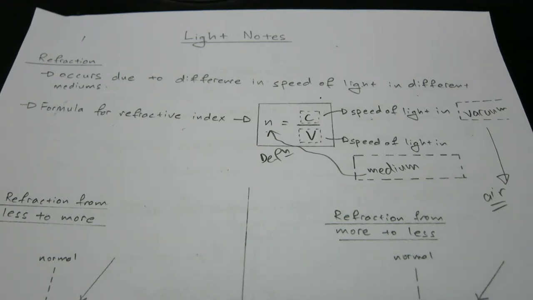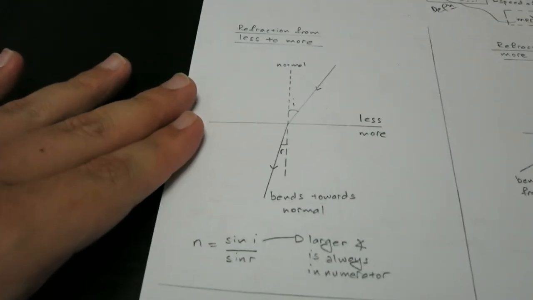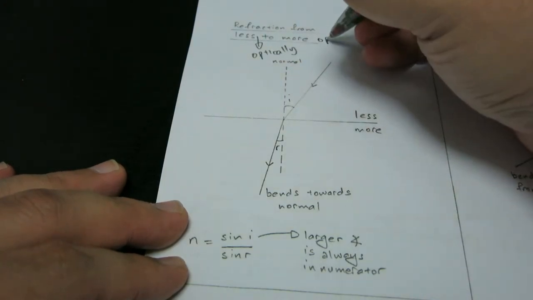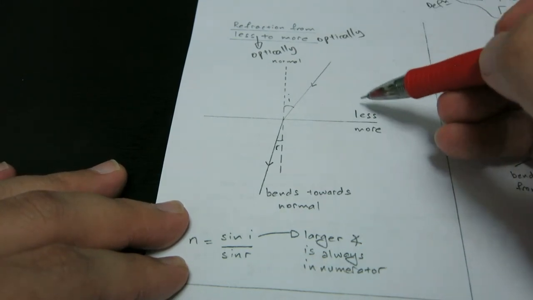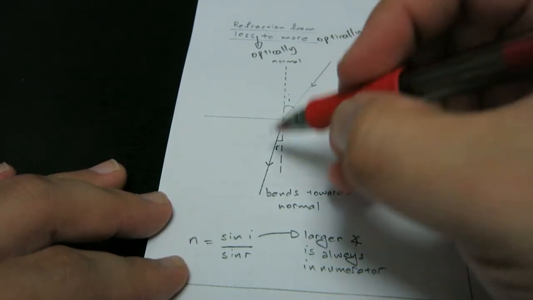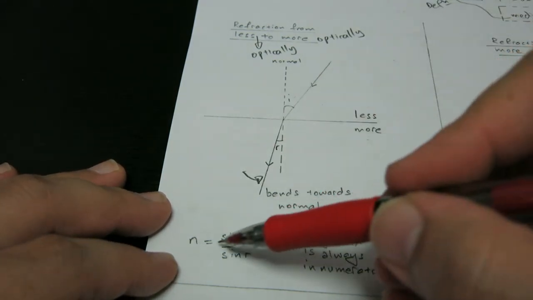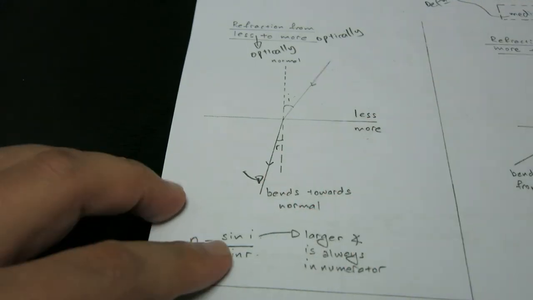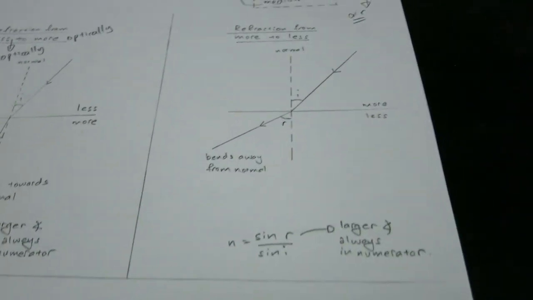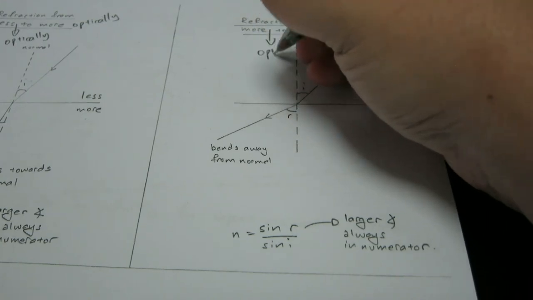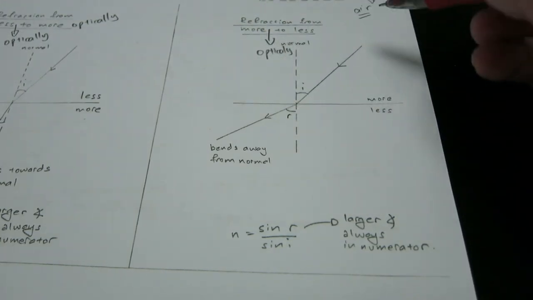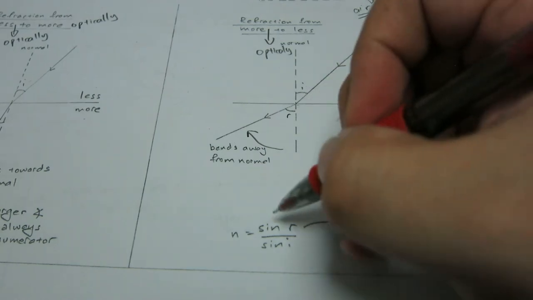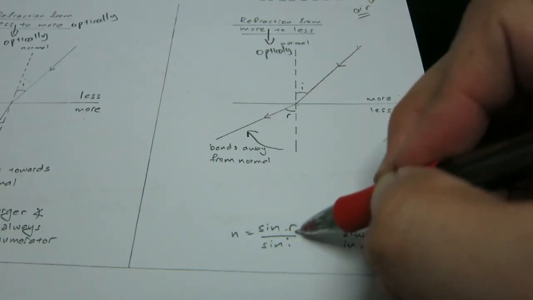Alright, so we need to discuss a little bit about refraction from a less optically dense medium to a more optically dense medium. I must use the word optically. So if it's traveling from less to more, the light ray will bend towards the normal, and the formula for refractive index is given as sine i over sine r. The other thing that I want you to take note of is that when refraction occurs from a more optically dense to a less optically dense medium, as it travels, it will bend away from the normal. And the formula you use instead of sine i over sine r is sine r over sine i.